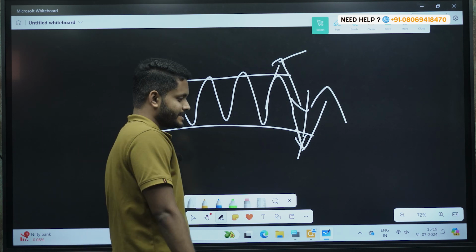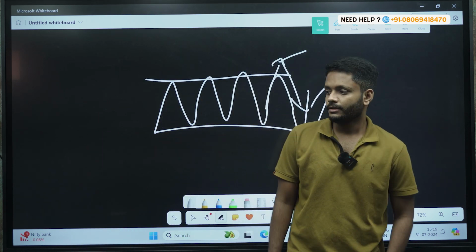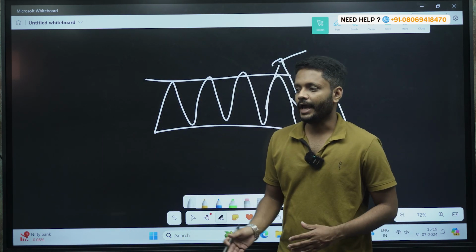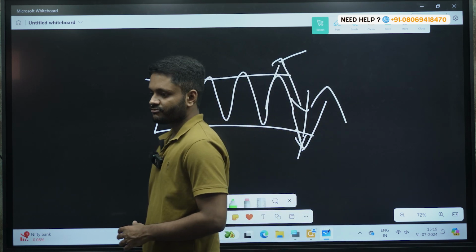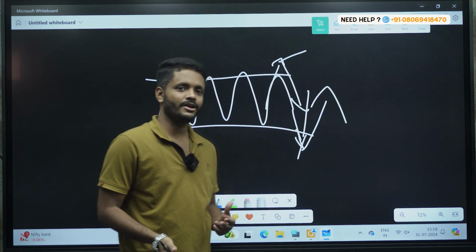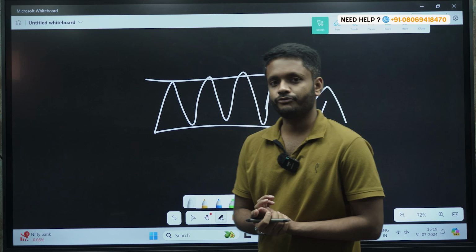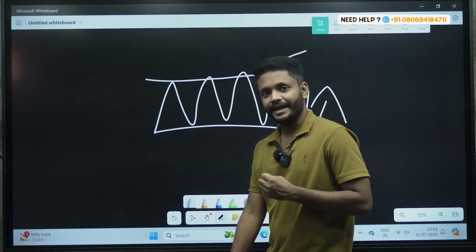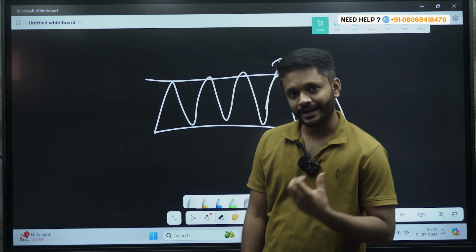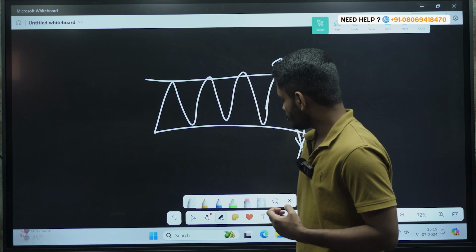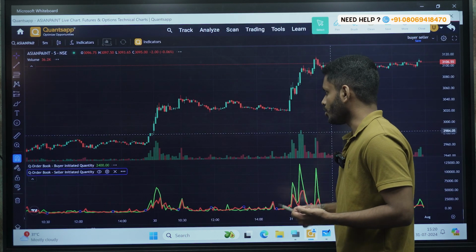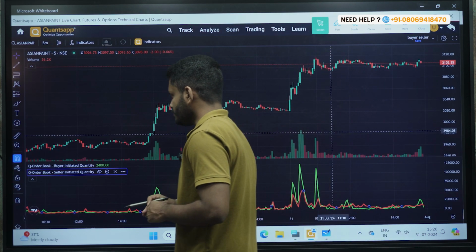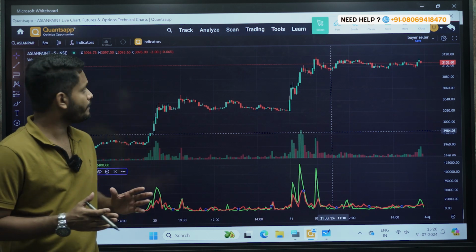So most of the retailers get trapped, correct? This order book data will help you gauge whether the breakout is real or fake. It will be an additional confirmation which will give you the conviction to decide whether to go with the trade or not.